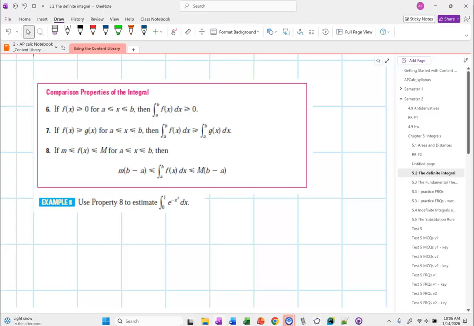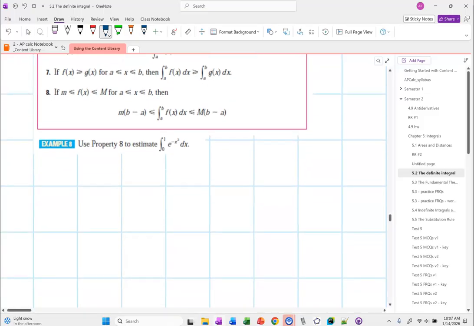That's what we're saying here. And then if we have some function f bounded between some lower limit, a straight horizontal line, and some upper limit, another straight horizontal line, then the area under the curve has to be smaller than the area of the rectangle using the bigger line as the height, and larger than the area of the rectangle using the smaller line as the height. Is everybody okay with that idea?